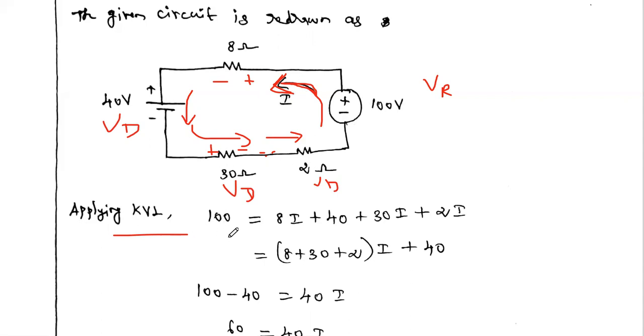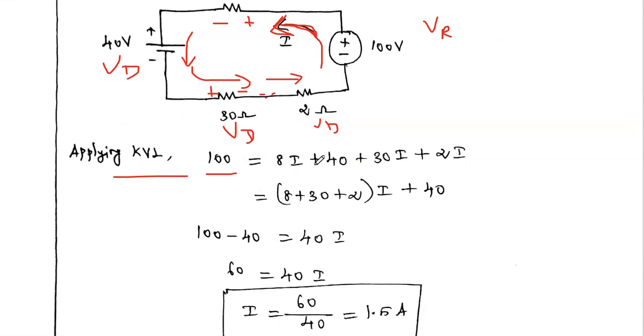So now you can write: 100 voltage rise is equal to the voltage drop across the 8 ohm resistor. According to Ohm's law, what is the voltage across the 8 ohm resistor? The resistance value multiplied by the current. So 8 into I. Then when we come here, this is plus to minus, so this is also a voltage drop. So what is the voltage value? 40.